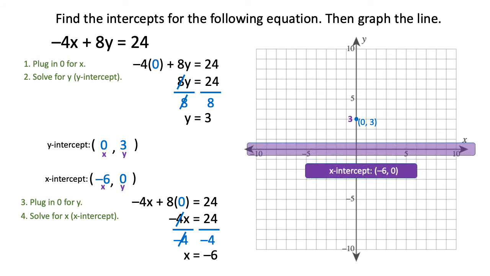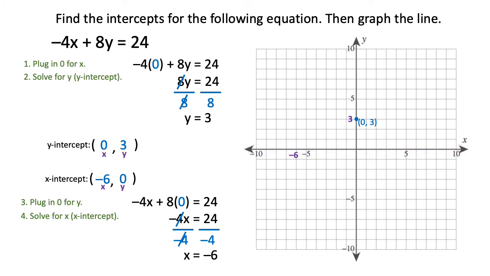When we think about the x-intercept of negative 6, 0, we're going to think about the x-axis. And on the x-axis, negative 6 is just to the left of negative 5. So we're going to put the point negative 6, 0 right where that is. And that's it. You can draw the line now that you've got 2 points. And that is the equation negative 4x plus 8y equals 24. We found 2 intercepts and we drew a line through them.